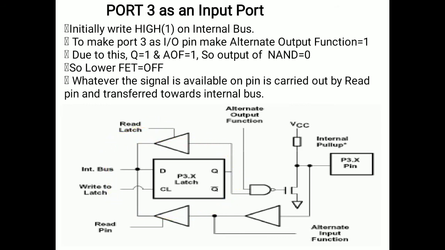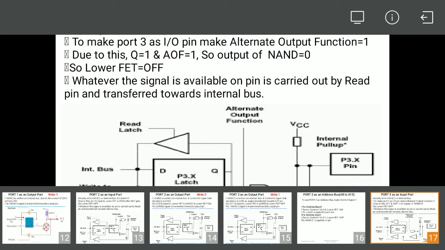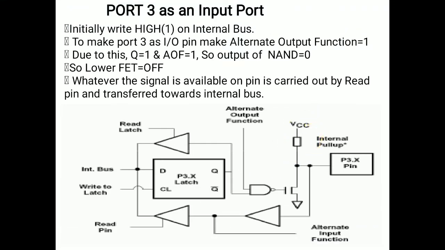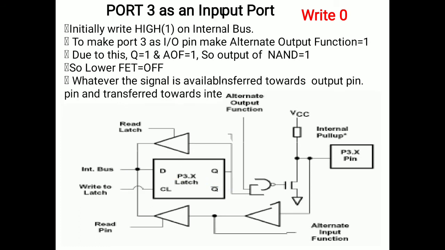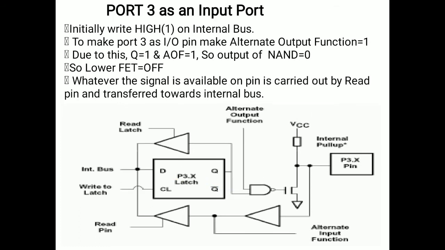That is the read latch, the latch function above, and the internal bus. Here also, similar to port 2, there is the lower FET along with the internal pull-up resistor. If we want to use port 3 as an input port, it is necessary to first make the internal CPU bus 1 or high. So you should set the internal bus to 1, and that is applied to Q, and that is applied to this control section, the NAND gate.